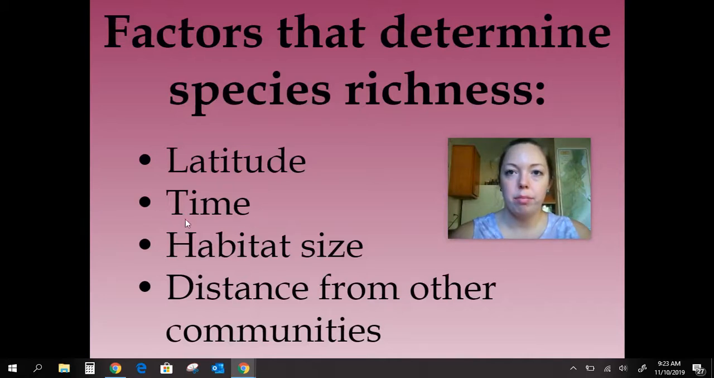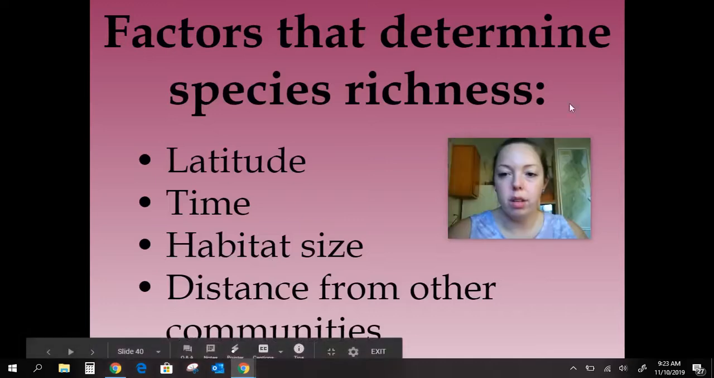by time. The longer a habitat exists, the more colonization, speciation, and extinction can happen there. Older habitats typically have more biodiversity and younger habitats have less. It makes sense. I'm going to talk about these last 2 on the next slide here.